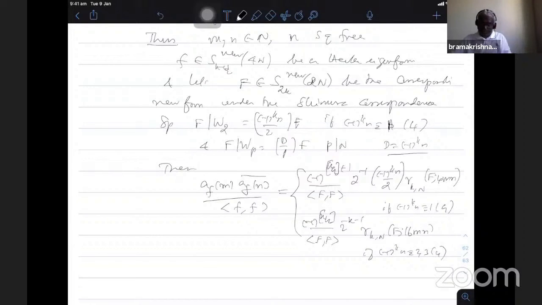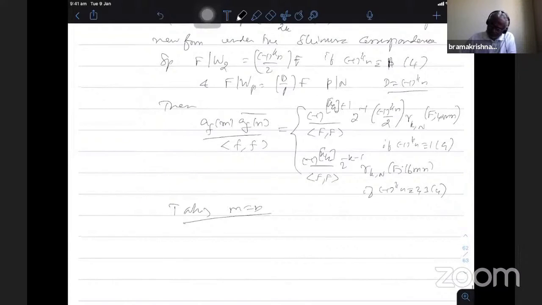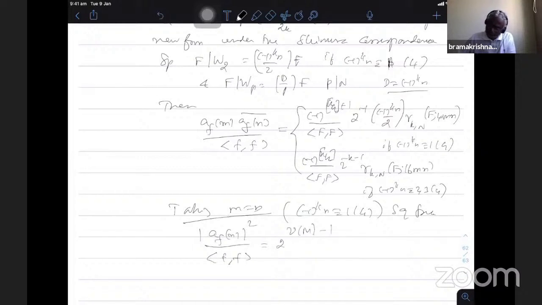Okay, so this is a small difference in this result. Now one can define this RKN analogously, the same way. So taking m equal to n, we have mod AF of n square, minus 1 power kn formula to 1 mod 4. What we get, square free, by inner product FF is 2 power mu of m minus 1 k minus 1 factorial by pi power k.